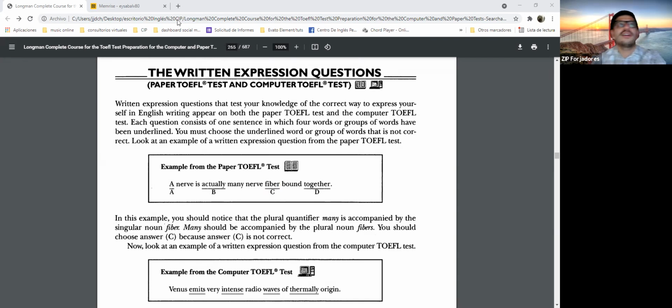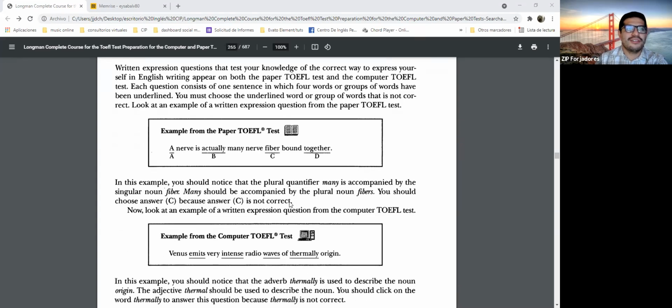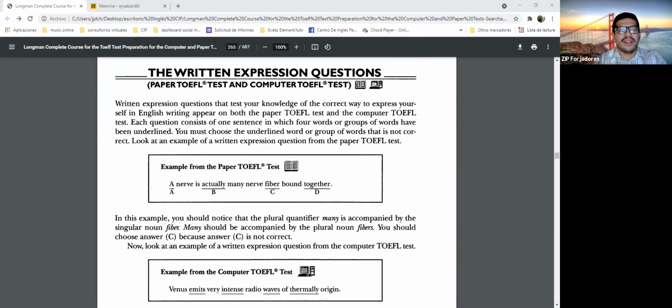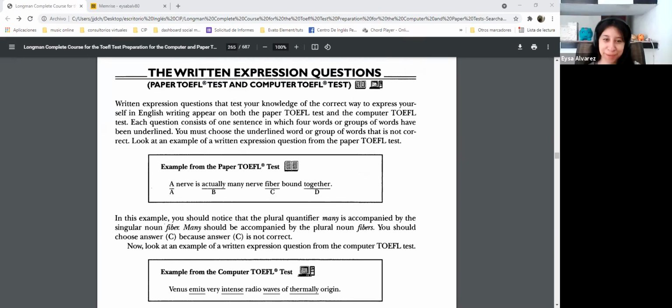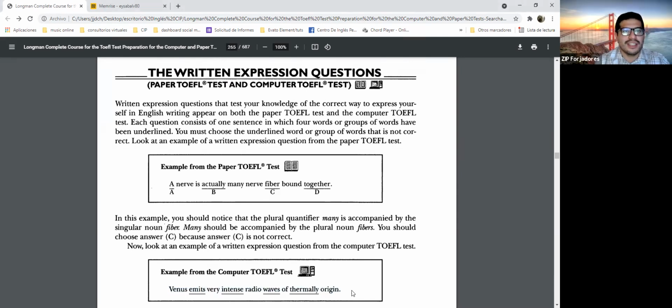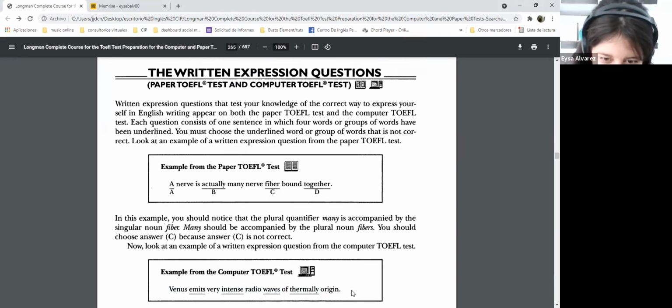It's not so hard. Then the next one, I am not going to show you the answer, but you're going to tell me the answer. It's about Venus. Which of these four is the incorrect one?